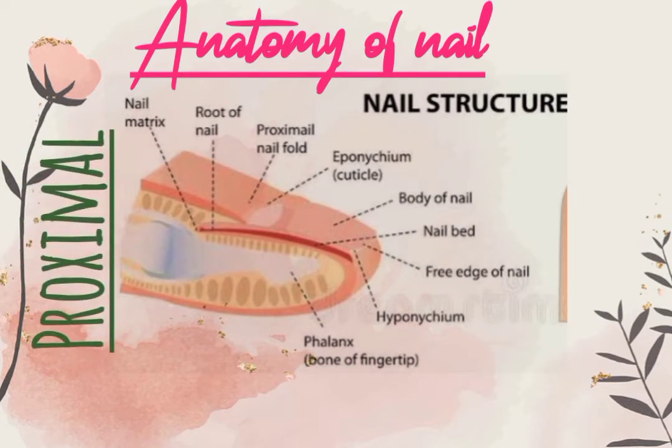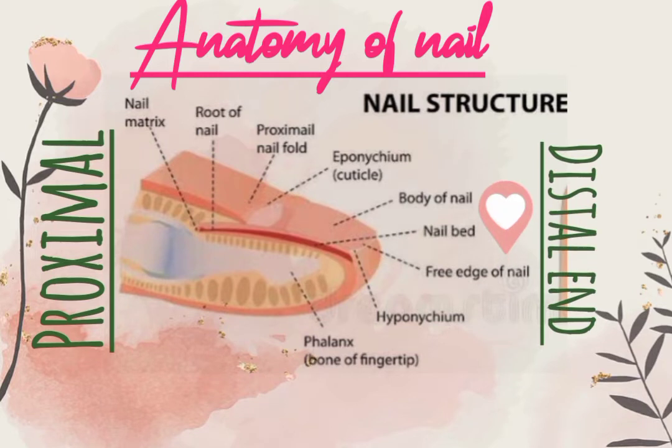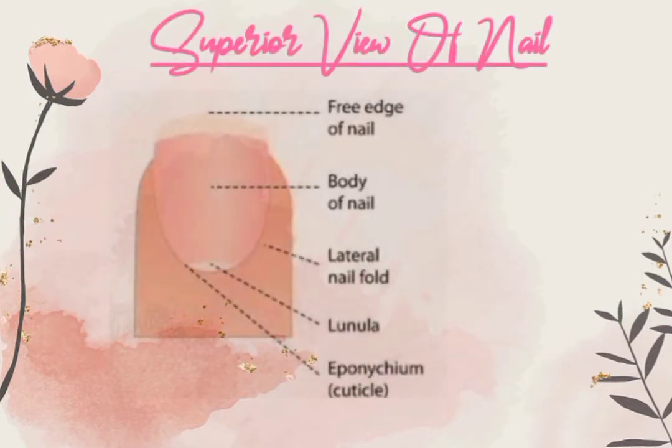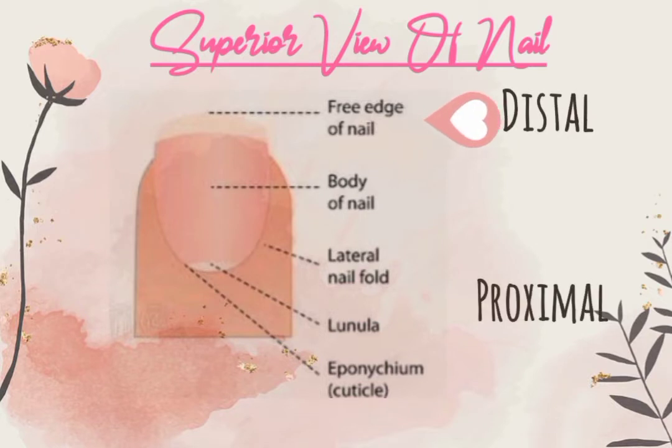As you can see, the proximal edge of the nail is called the nail root, while the distal end of the nail is called the free edge of the nail. The root of the nail is overlapped by a fold of skin which is called the nail fold. The surface of the skin which is covered by the nail is called the nail bed, which is highlighted in dark red color over here, while the nail bed is covered with the body of the nail. The epithelium lining the nail fold is called the eponychium, that is above the nail bed, while the hyponychium is below the nail bed. Now if we take a superior view of the nail, you can see at the distal end there is a free edge of the nail.